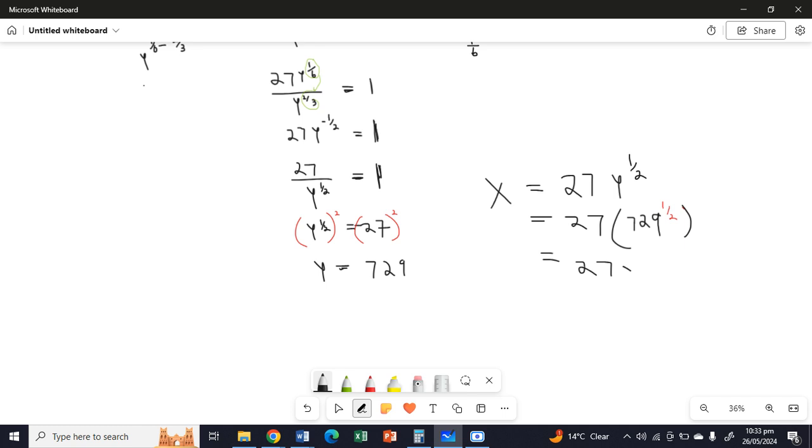But we're not yet done because we need to know the quantity. So these 729s we're going to substitute back into that formula: Q equals x to the power 1 over 3, y to the power 1 over 3. So these values here are the ones that we're going to put in that formula.